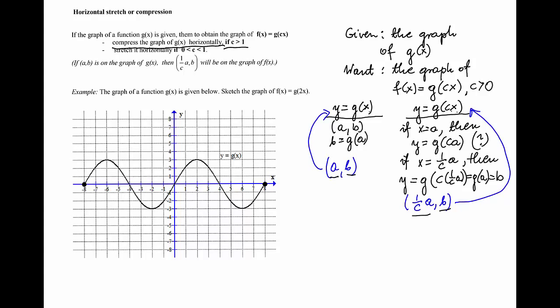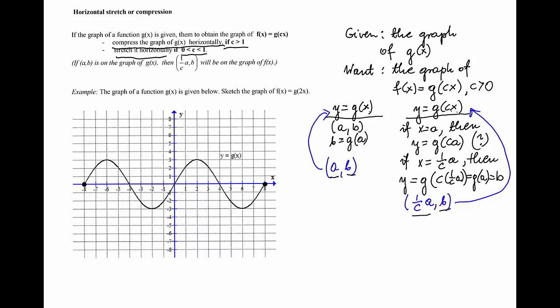If c is between 0 and 1, then 1 over c is greater than 1, and therefore this will increase the x-coordinate, and the transformation that will result will be a horizontal stretch. Again, it's a horizontal stretch because the y-coordinate stays the same, but x-coordinates are increased.